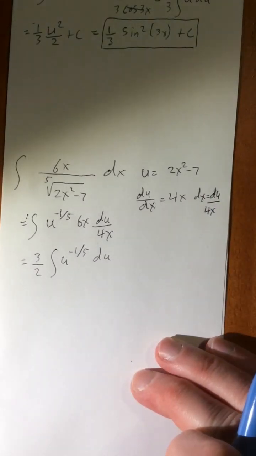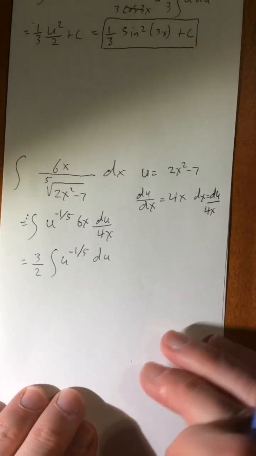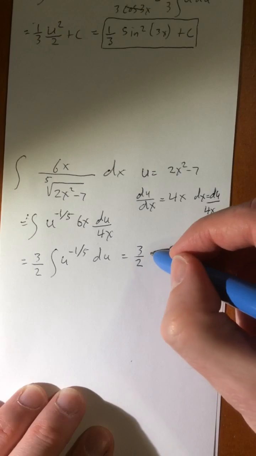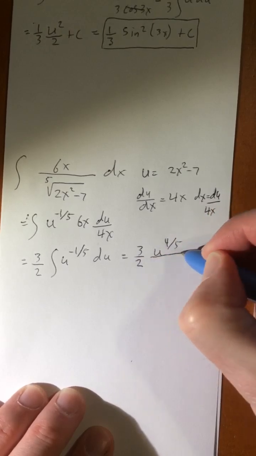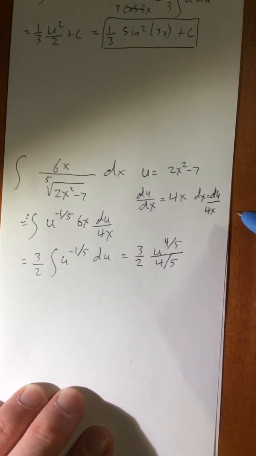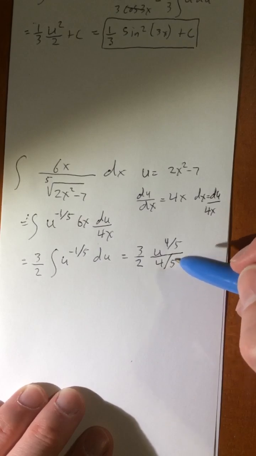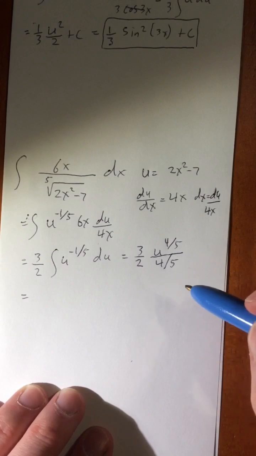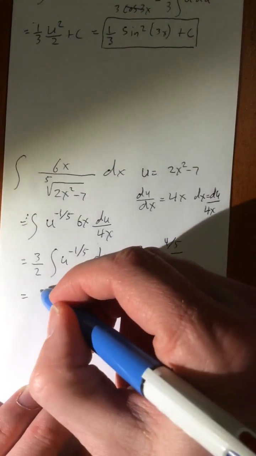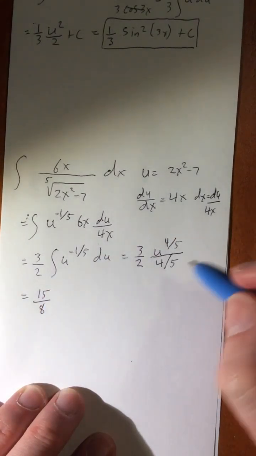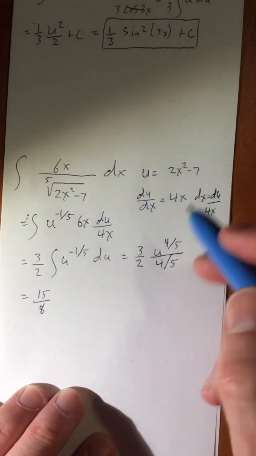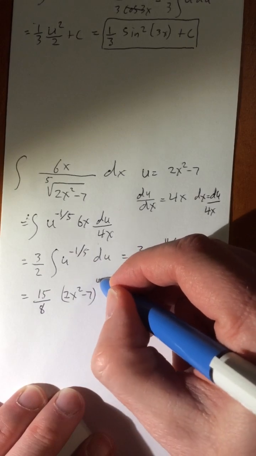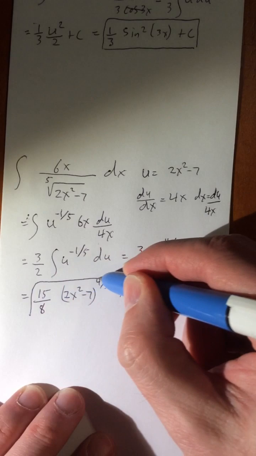And now we're going to add, of course, 5/5 to negative 1/5 and get 4/5. So that's going to be the same as 3 halves u to the 4/5 over 4/5. And then we will take the reciprocal of this, right? Dividing by 4/5 is the same as multiplying by 5/4. So 3 halves times 5/4 is 15/8. So we got 15/8 u to the 4/5, but I know that u is the same as 2x squared minus 7. So I'm going to have 15/8 times 2x squared minus 7 to the 4/5 plus c. And there we are done with that.